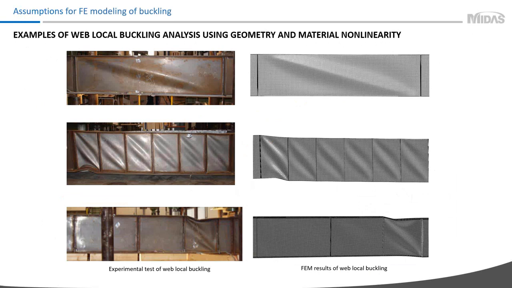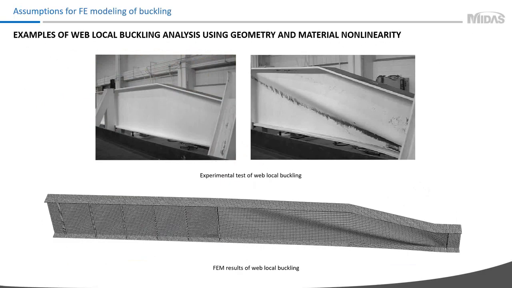Now, I just want to show several examples of the realistic numerical web local buckling results that can be achieved if we consider the geometry and material nonlinearity with the initial geometry imperfections. Here on the left are results of some experimental tests of the girder with different panel side ratios. Buckling failure was obtained due to shear and bending in the web. And on the right, you may see numerical post-buckling results that are quite similar to the experiment.